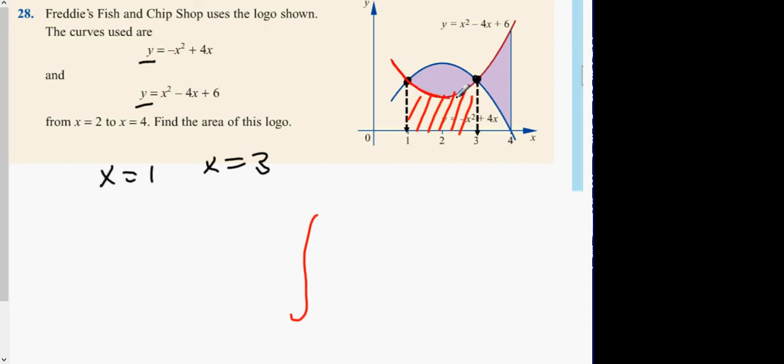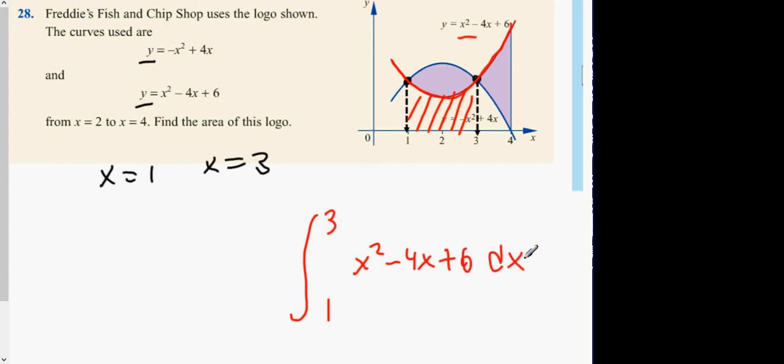You do the blue ones, huh? I will do the blue one, just let me do the red one first. The red curve from 3 to 1. Is the red curve the U-shaped or the N-shaped? U-shaped, which means it's the plus x squared. x squared minus 4x plus 6 dx.